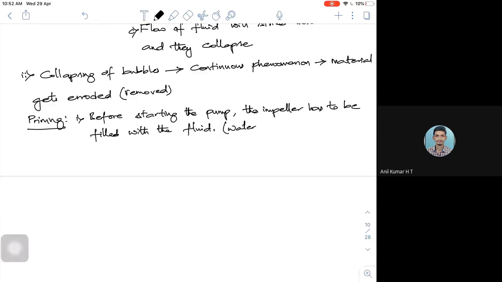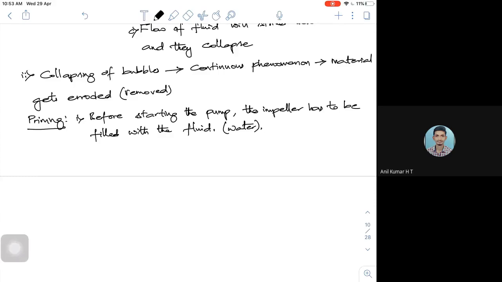Suppose the impeller is only partially filled with water, that means the other portion I do have air, or 3/4 air and only 1/4 water. What will happen if I start the pump? If the impeller is not completely filled, the pump will start working but it won't deliver the necessary discharge. The pump will not deliver the necessary fluid. So before starting, the impeller has to be filled with the fluid.